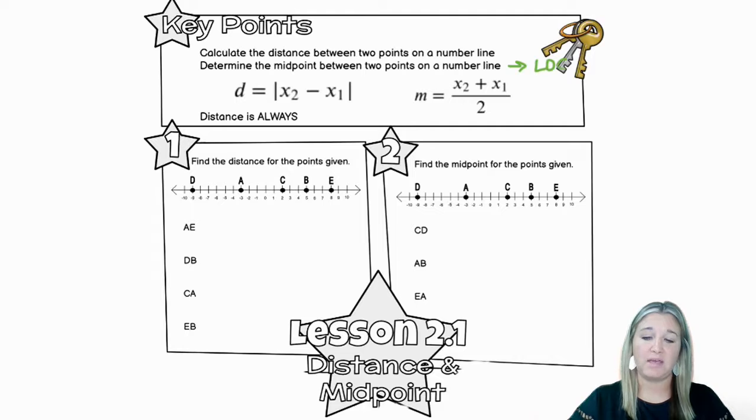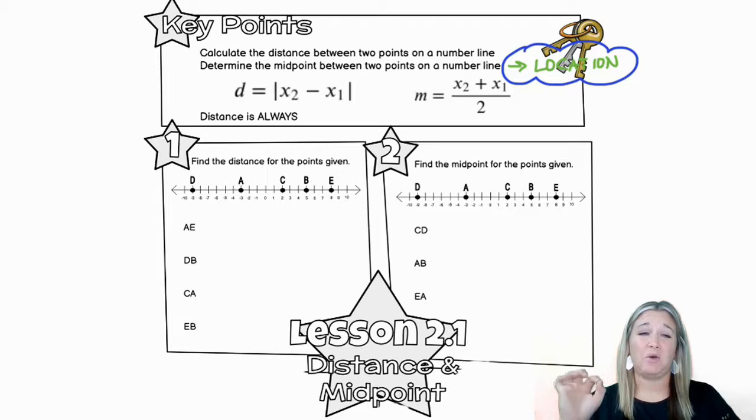The main thing I want you to make sure that you notice is that the midpoint is going to be a location on the number line, where the distance is going to actually just be a physical number. So what's the space in between? The main thing is that the midpoint is a location on the number line, whereas the distance is the space between the 2 points.